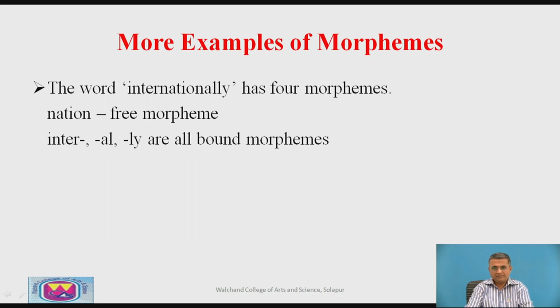Now we come to another word, and this word happens to be a bigger one than the words that we have seen: internationally. It has four morphemes. Nation happens to be the free morpheme, and there are three bound morphemes in this word: inter, al, and ly.